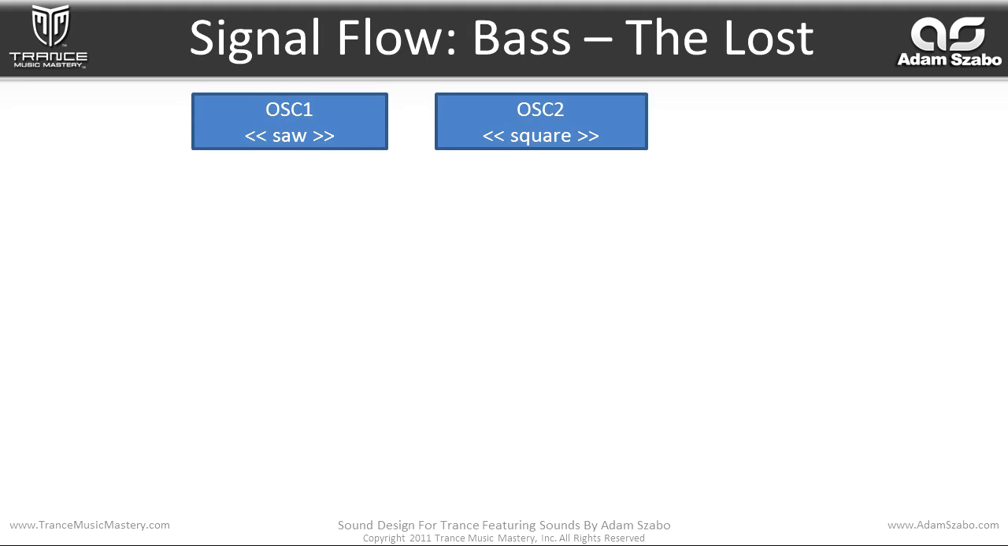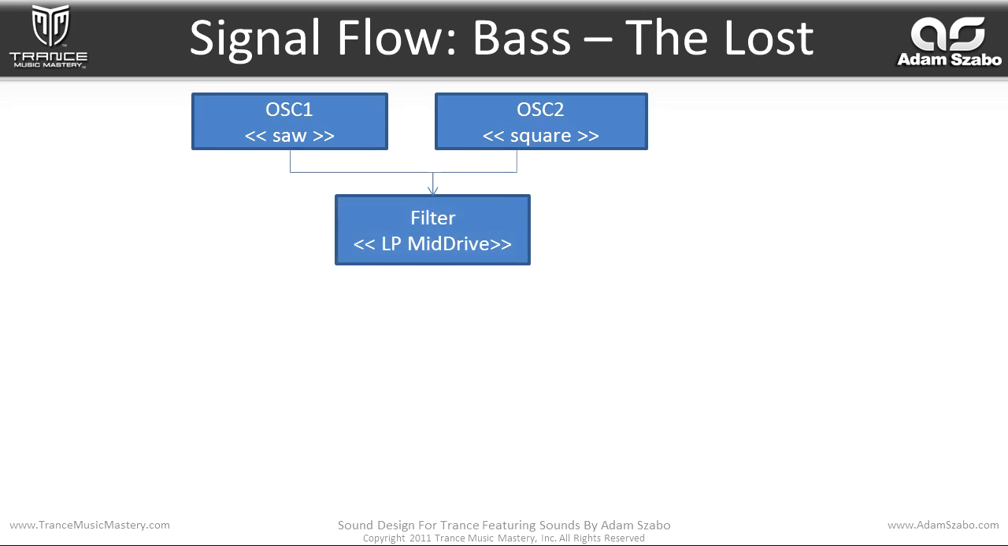So this is two oscillators. Oscillator 1 is a saw wave and oscillator 2 is a square wave. Those are mixed together and flow into a filter set as LP mid-drive, so that's a low-pass filter, and then that flows into an amplifier.